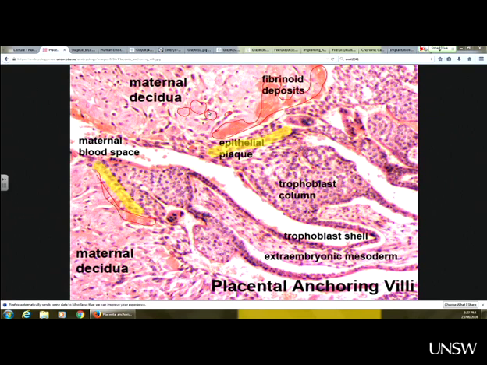The maternal decidua and the conceptus material together form the placenta. So it's a maternal fetal organ. So both components are part of the placenta.